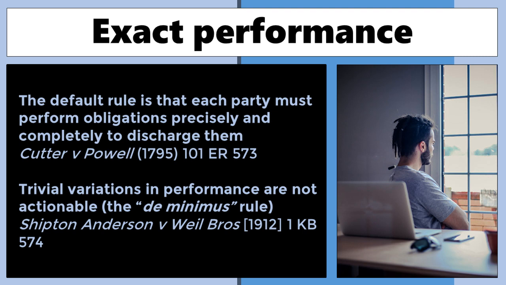And the first exception is to do with trivial variations in performance. We call this the de minimis non curat lex rule, just the de minimis rule. And that is the idea that the courts just don't care about tiny amounts. And so the Shipton Anderson and Weld Brothers case involved a cargo load of like 10,000 tons of wheat, or the equivalent in modern day in the metric system. Huge amount. And there was a clause in there to do with variance. You can have plus or minus whatever it was, 5%.